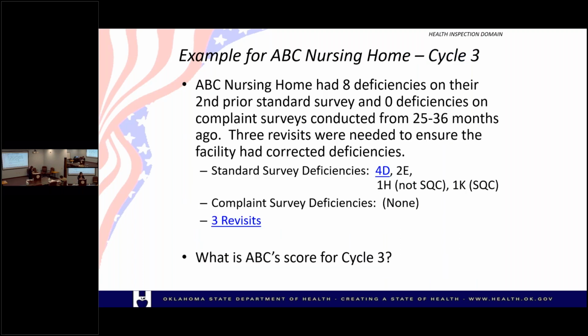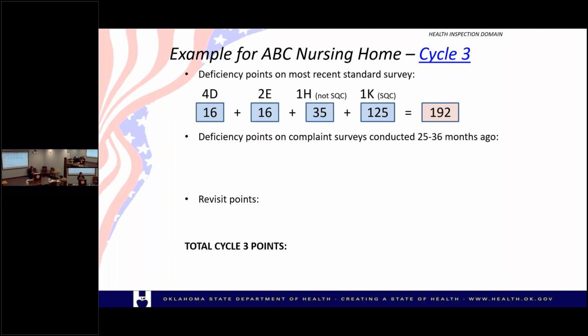One more. We've got to do the third year, which is cycle 3. They had 4 Ds. How many points does 4 Ds get? 16 points. 2 Es, 16 points. And then 1 H that was not a substandard quality of care, 35 points. And then 1 K, and it was a substandard quality of care, so it's 125. You add all of that together and it comes out to be 192.